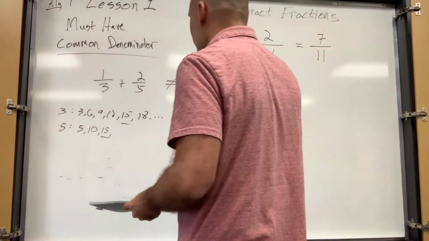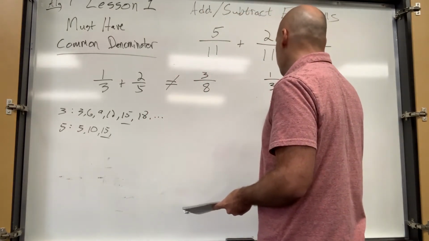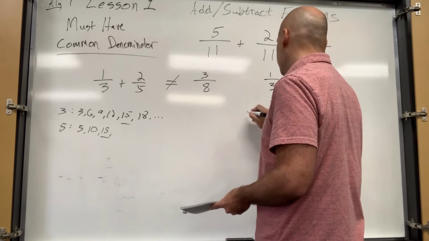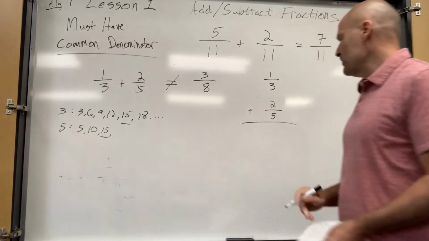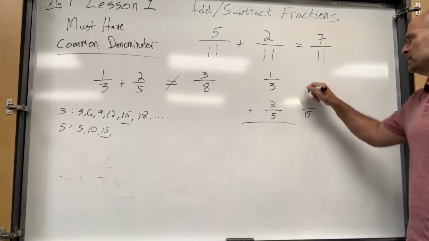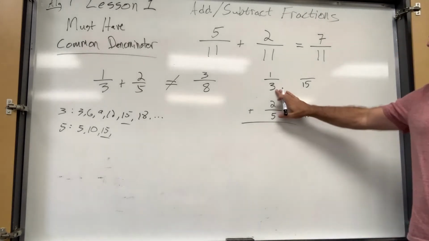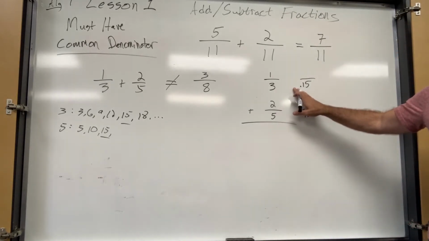So we have to change these. Here's what I like to do when I add fractions. I like to add them vertically. That way I can find my common denominator, which is 15. And then the golden rule for fractions, remember, whatever you do to the bottom, you have to do to the top. Whatever you do to the denominator, you have to do to the numerator. So how do you turn that 3 into a 15? What do you have to multiply by?